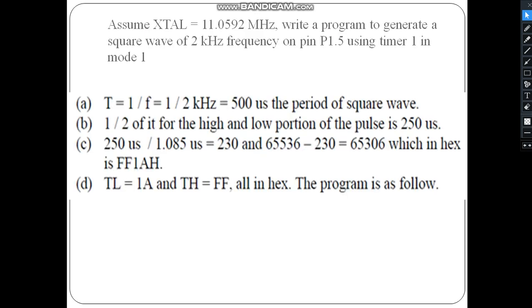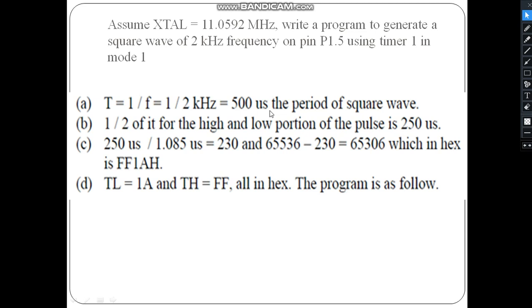In the problem, the oscillator frequency is 11.0592 MHz. We have already calculated, we have seen it in the last class, that for this oscillator frequency the timer delay is 1.085 microseconds. Then we need to calculate the delay that is required. Here it is given that we have to generate a square wave of 2 kHz. A square wave has a logic high as well as a logic low signal, so both have to be generated. Take the inverse of 2 kHz and you get the time period as 500 microseconds.